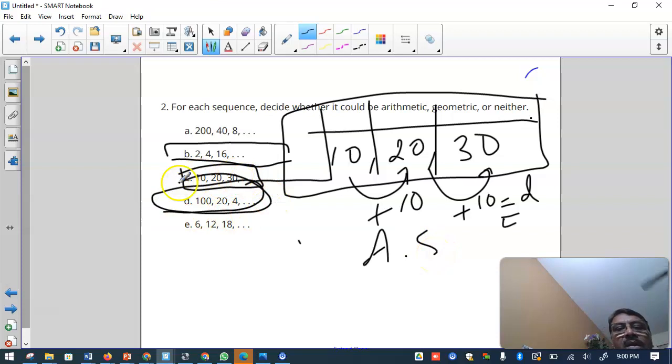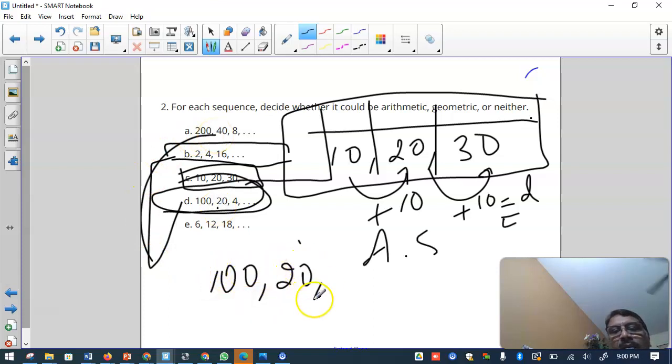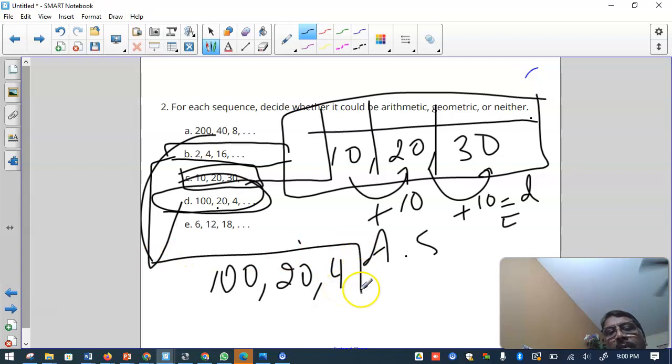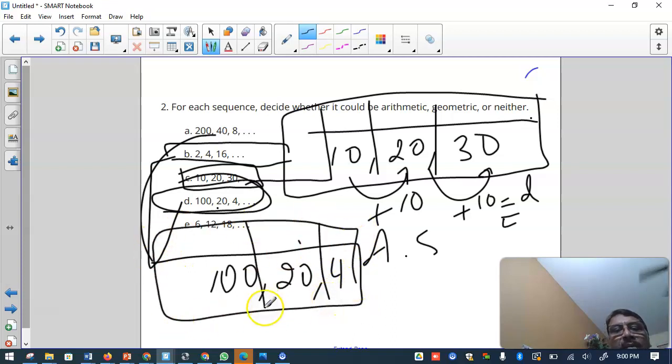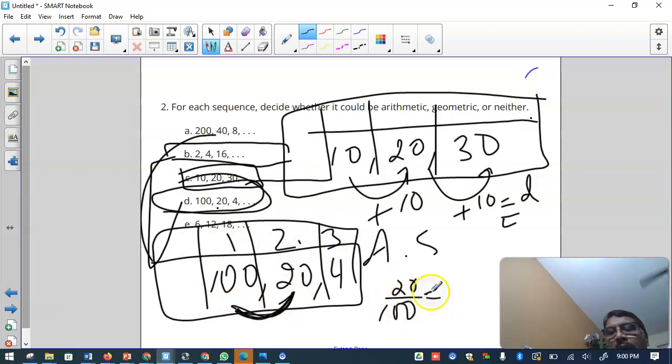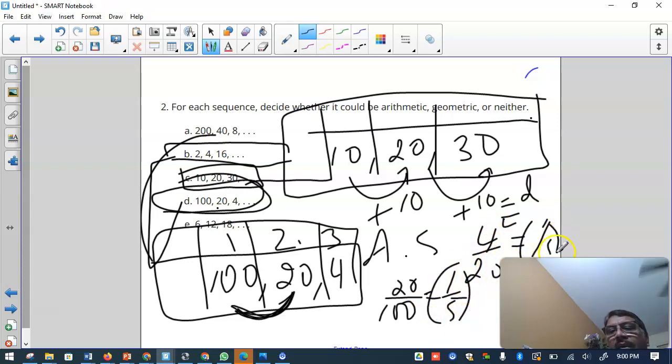The next one, if you see here, is the same as the first one. The only thing here is you're given 100, 20, and 4. So there are 3 terms here, so I'll write 1, 2, and 3. And you can see what multiplies here. So you just do 20 divided by 100, and you work it out, you get 1/5. And the same with 4 divided by 20, you work it out, you get 1/5. So both are 1/5. It means you multiply by 1/5. That's the growth factor. Here also, that means it's a geometric sequence.